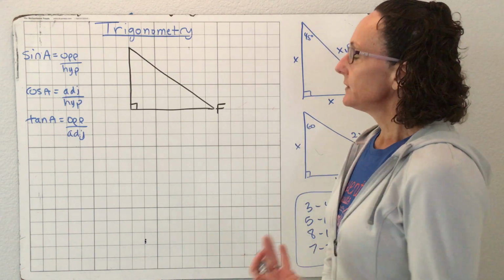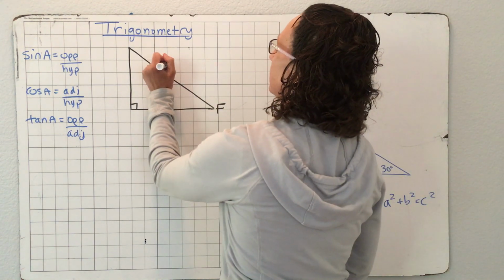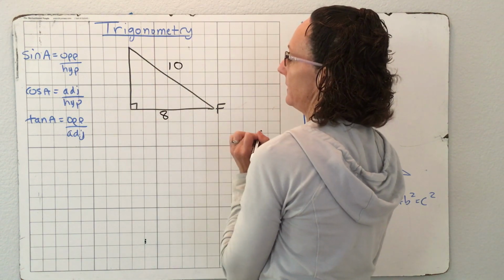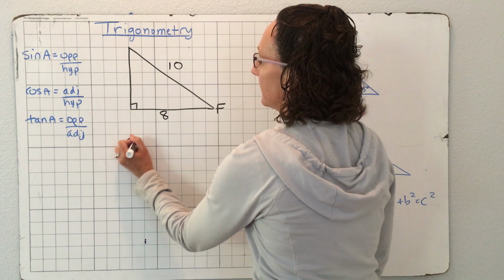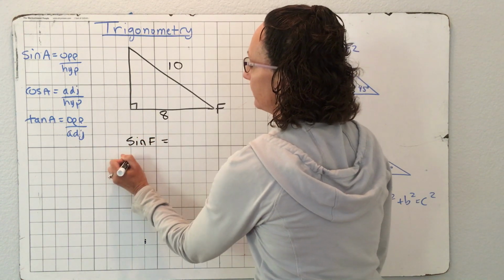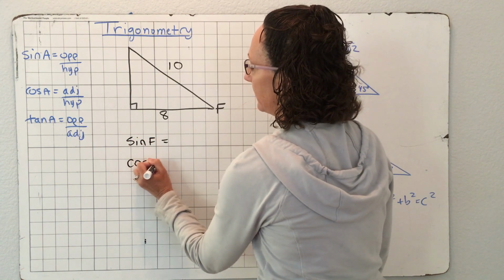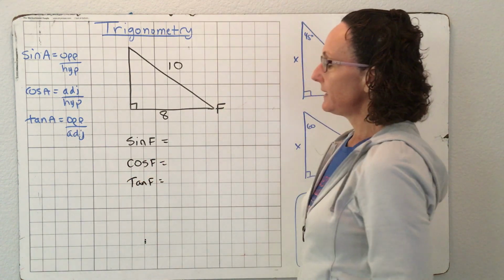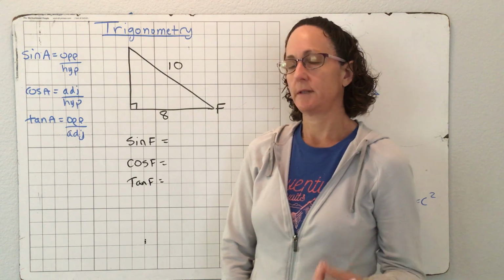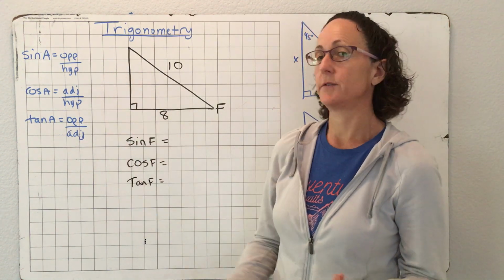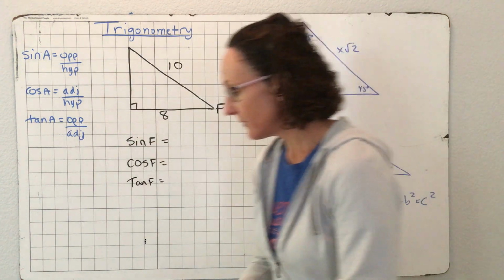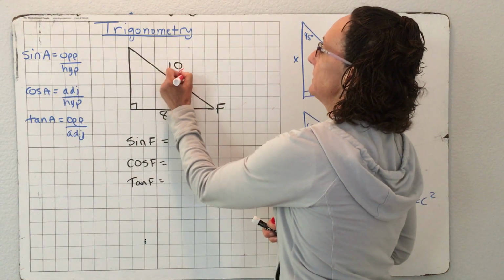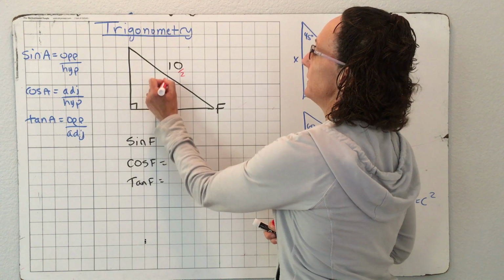Okay. So for instance, what I'm going to do is I'm going to tell you that this is 10, and I'm going to tell you that this is 8. Okay. And then I'm going to ask you to find the sine of the angle F, the cosine of the angle F, and the tangent of the angle F. Okay, so you can't find the sine, the cosine, the tangent if you don't have this other side, okay? But you guys know how to find that, okay? So you know that 8 and 10 are both divisible by 2. So then you get 4 and you get 5.